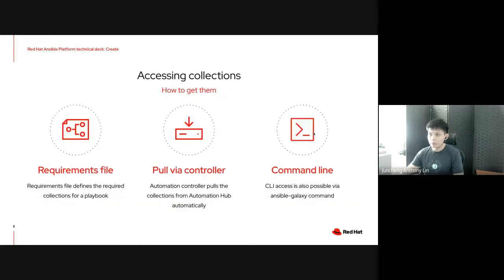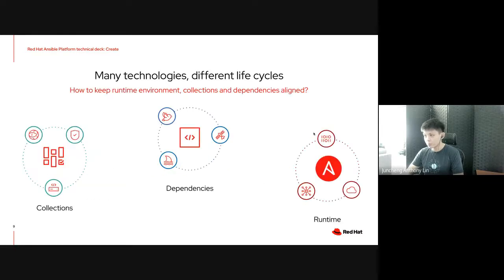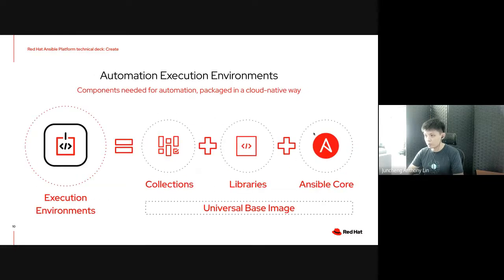So you still have the requirements file that you define, either pointing directly to cloud.redhat.com or to the automation hub. And things like the Ansible Galaxy command will still be used. So these are the things that we spoke about last time.